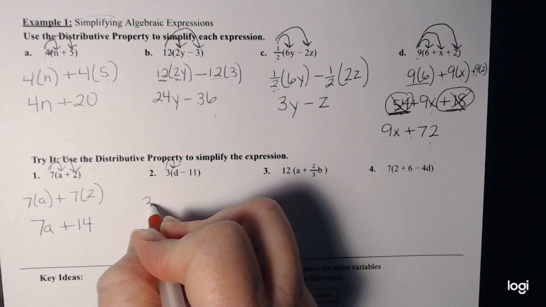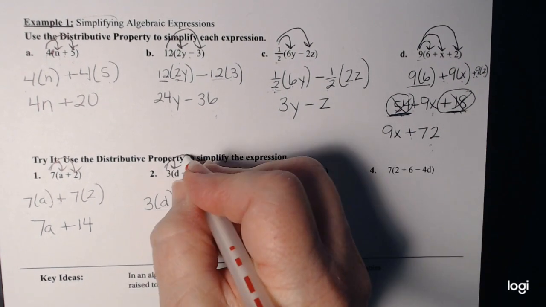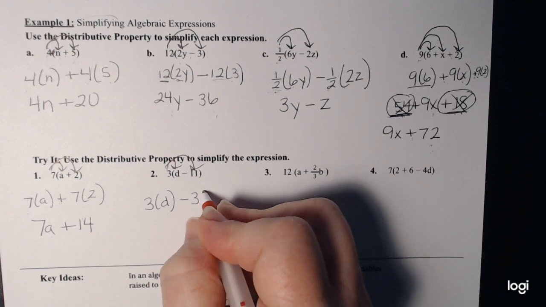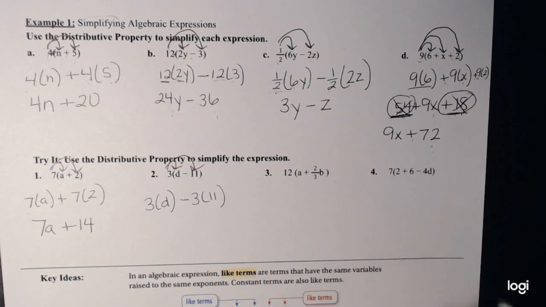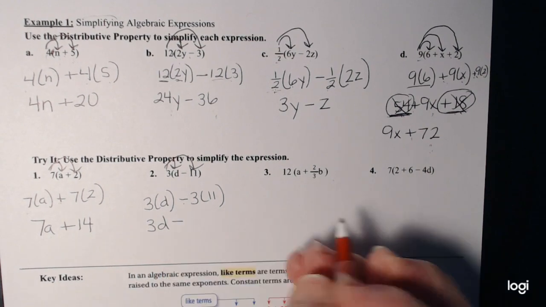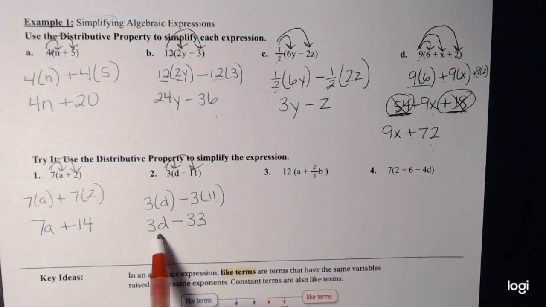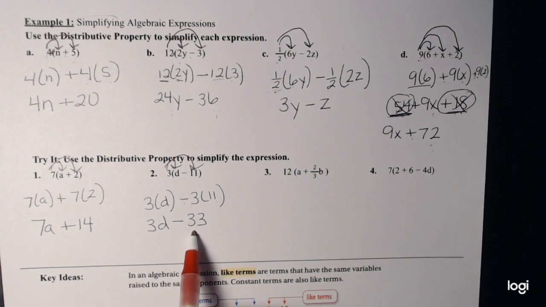Distribute 3 times D, 3 times D. Keep my sign. Distribute 3 times 11, 3 times 11. 3 times D is 3D. Keep my sign. 3 times 11 is 33. This is a variable. This is not. We can't put these two together.